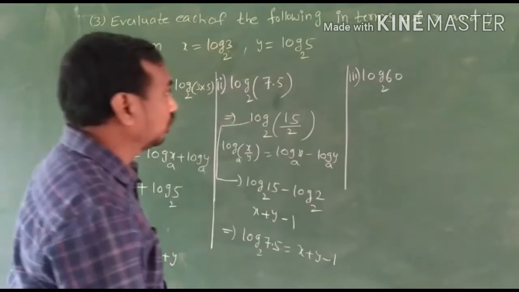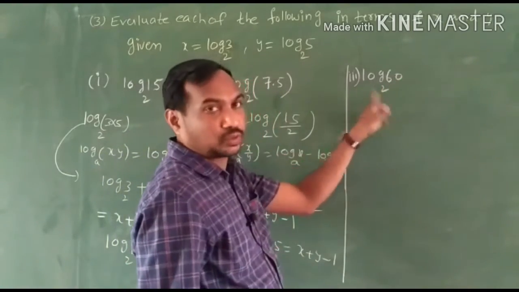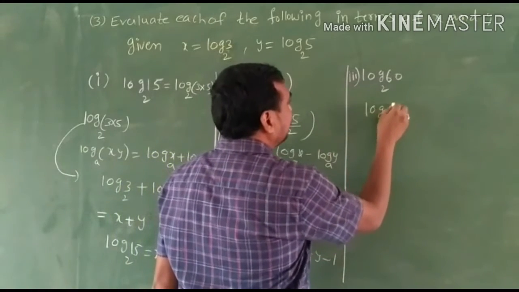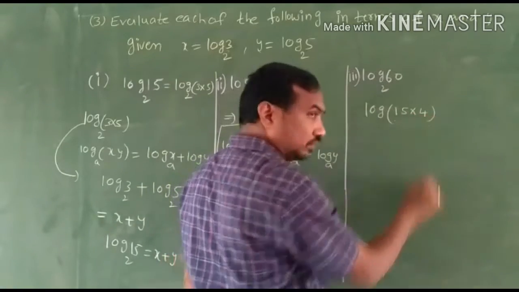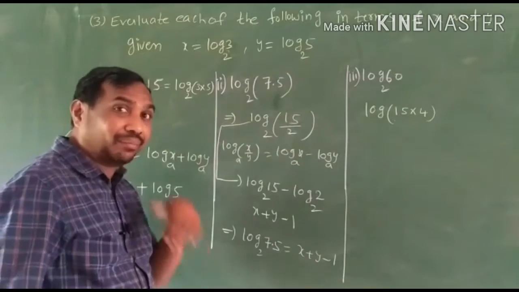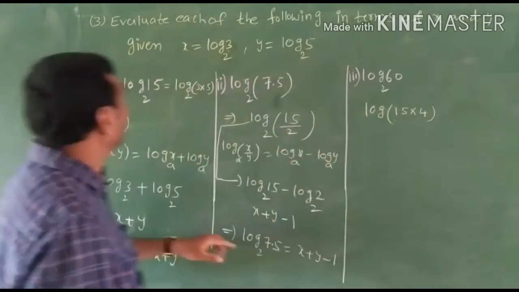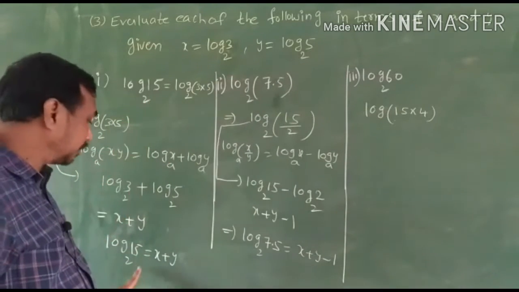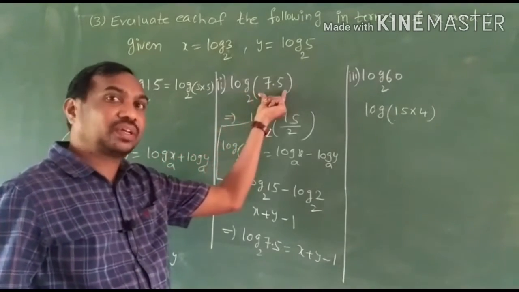Okay, now log 60 to the base 2. 60 can be written as 15 into 4. I think you may wonder why I am always converting by using 15, because in the first problem we got the log 15 base 2 value as x plus y. That's why I am changing these values by using 15.